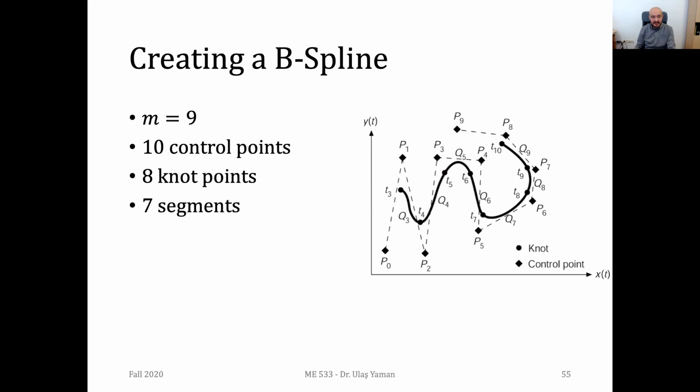So if you look at our example, we have 10 control points this time. M is equal to 9, and that means we have 8 knot points and just 7 segments. And these segments should all be cubic, since they are valid for 4 control points.